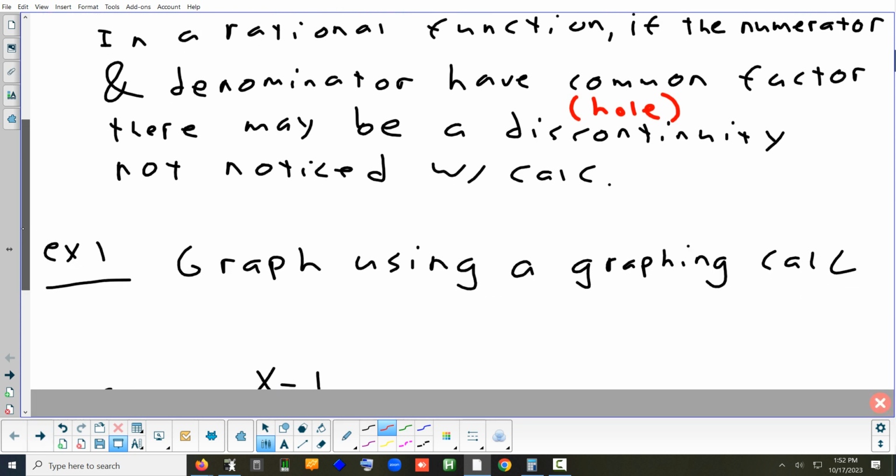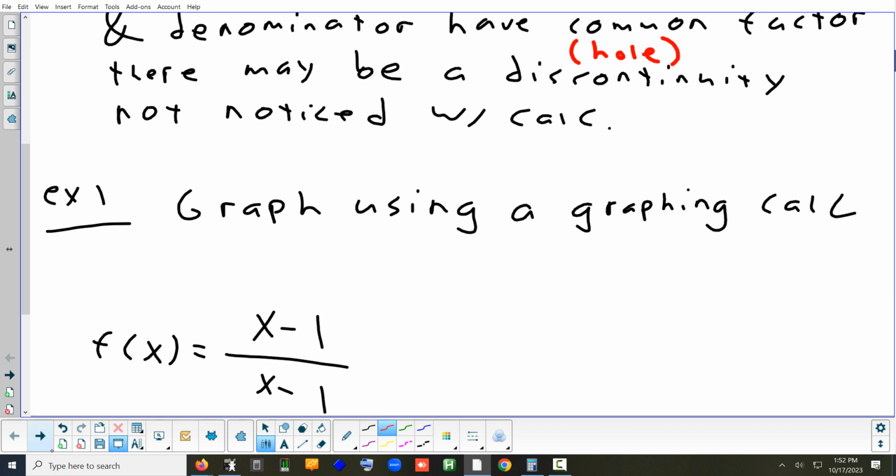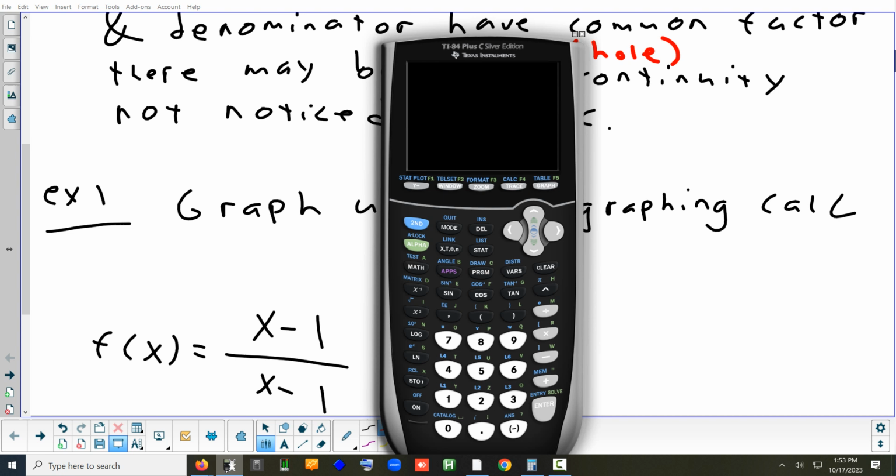Right, so let's try a graph. But I want you to tell me, first of all, what number are you not allowed to plug in for x here? 1. Is it going to be a hole in the graph at 1 or a vertical asymptote in the graph? Yeah, hole. This one's going to be a hole.